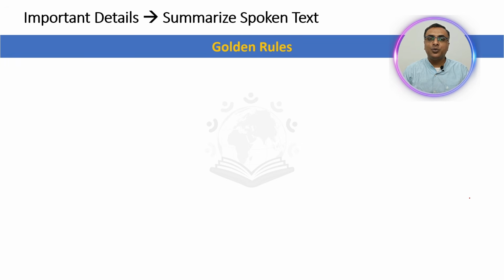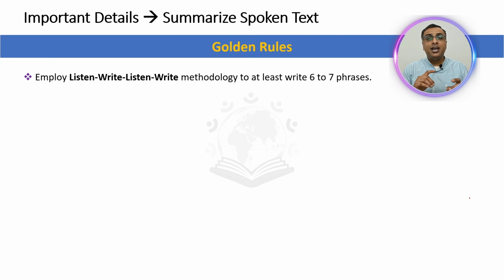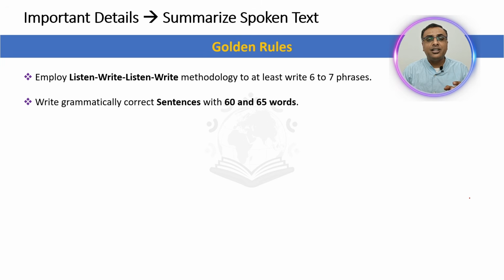Let's look at the golden rules for summarize spoken text. First, you need to employ the listen-write methodology to write at least 6 to 7 phrases while you are listening to the lecture. It is very similar to your write-from-lecture question of the speaking module. Next, write grammatically correct sentences with about 60 to 65 words. You have to write multiple sentences. Now, you can use the template structure and your notes and come up with about 60 to 65 words.